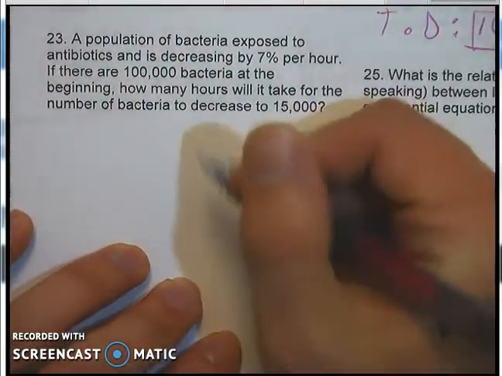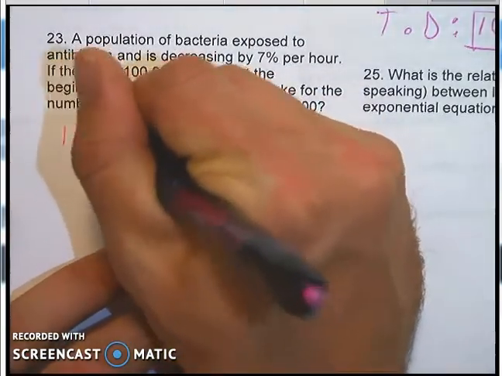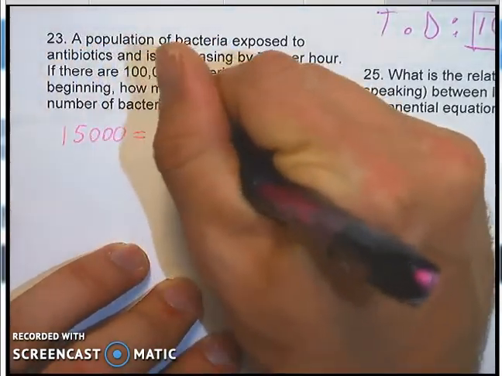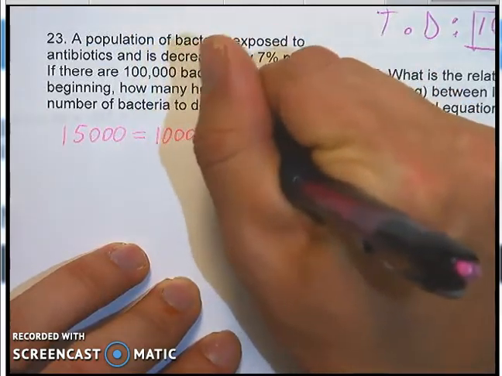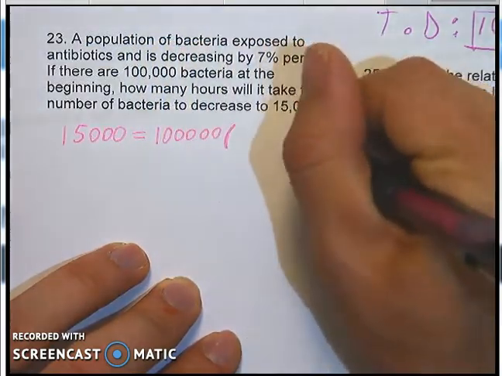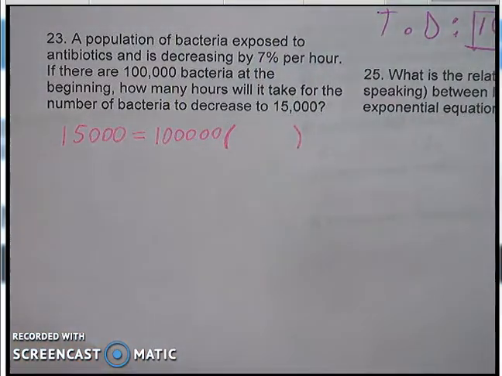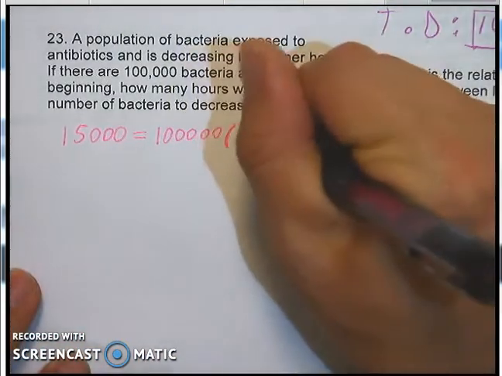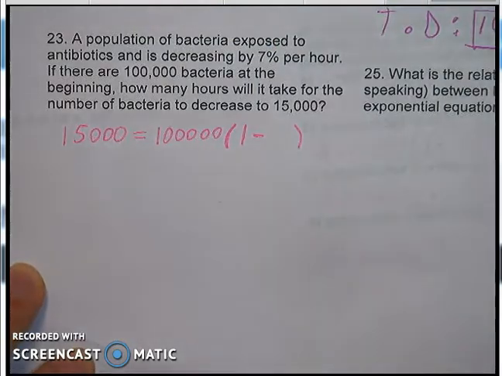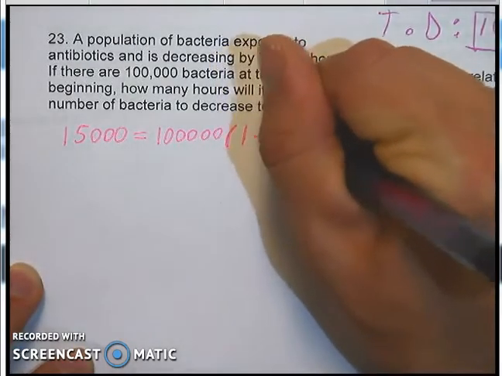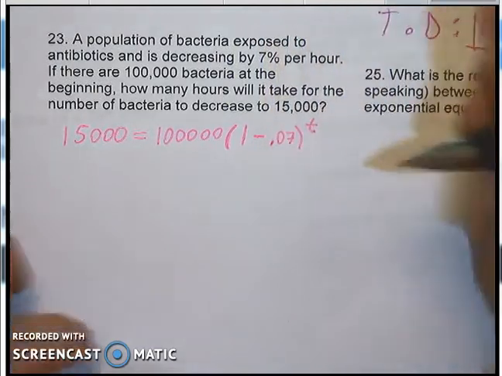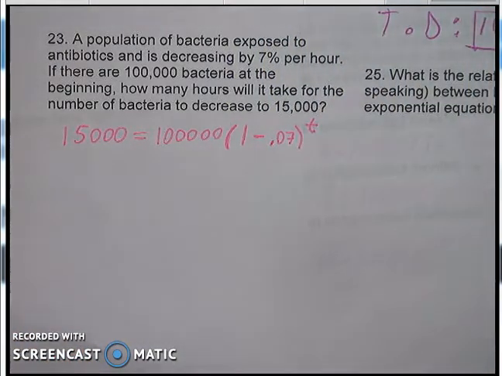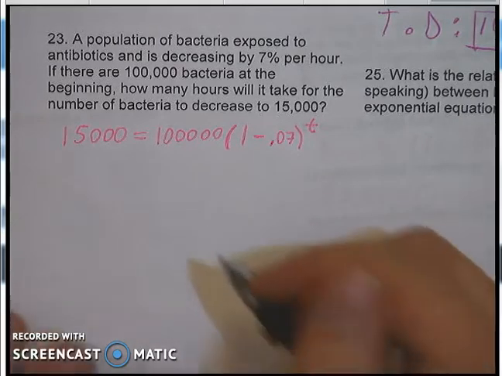Well, let's set up a formula here. It's going to end at 15,000. It starts at 100,000, I should say. And it's decreasing by 7% per hour. If it's decreasing, then it's going to be 1 minus 7%, as a decimal, 0.07. And that's all going to be to the t power, where t represents the number of hours it takes for it to decrease. Well, I can do this. 1 minus 0.07 is 0.93, so I'm going to change that to a 0.93.